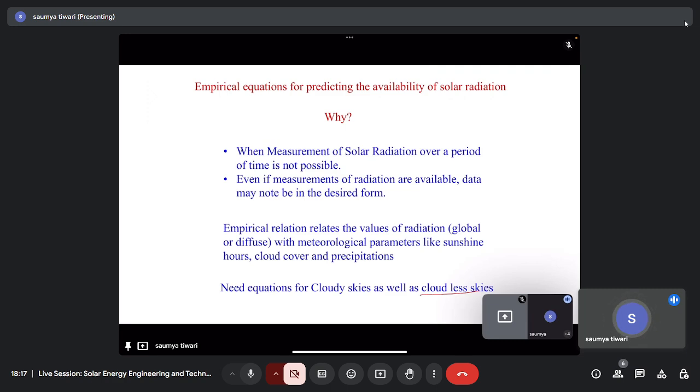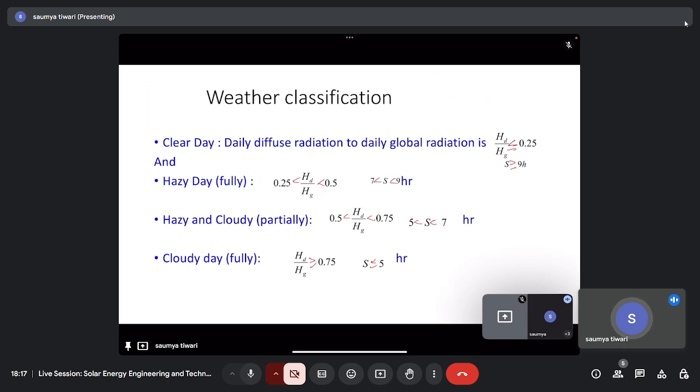So for that, some empirical relations have been derived that include several meteorological parameters like sunshine hour, cloud cover, and precipitation. If we want to classify the weather to predict the solar radiation for different climatic or weather conditions, then we can basically characterize it in two things. Okay, a clear day and a cloudy day.